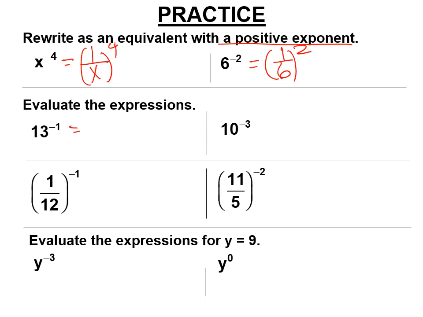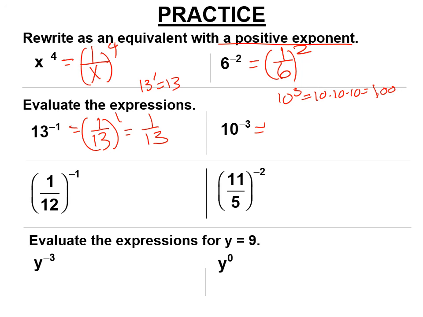All right, so now we're evaluating. It's 1/13 to the 1st. You can skip that step. It's 1/13, right, because 13 to the 1st would be 13. Right? 10 cubed is 10 times 10 times 10, or 1,000. So what's this one? It's 1 over 10 times 1 over 10 times 1 over 10, also known as 1/1000ths.